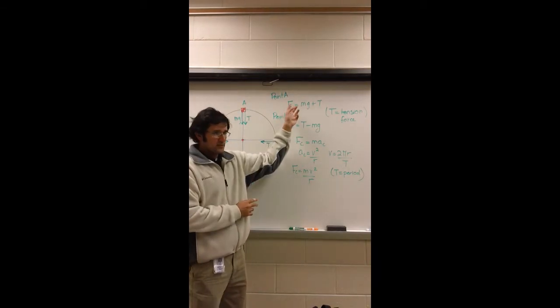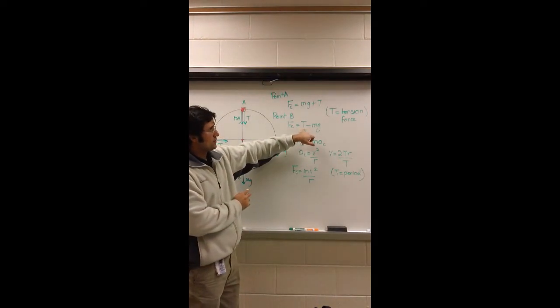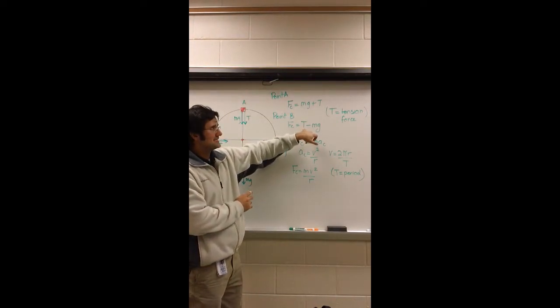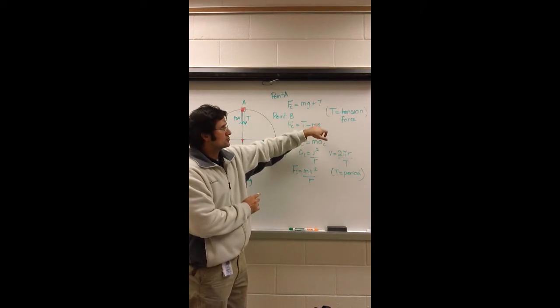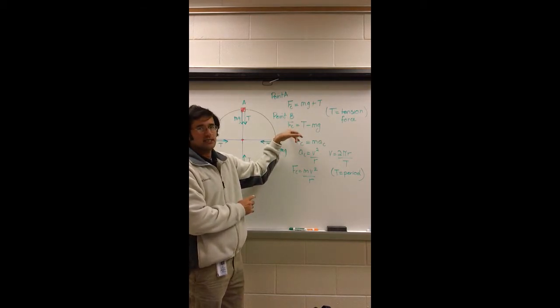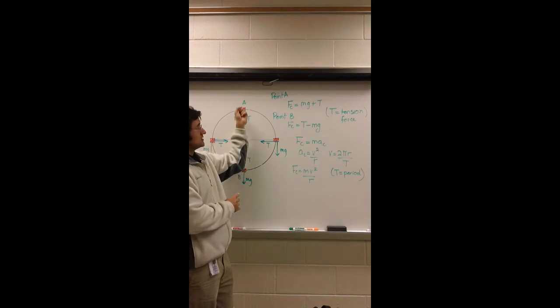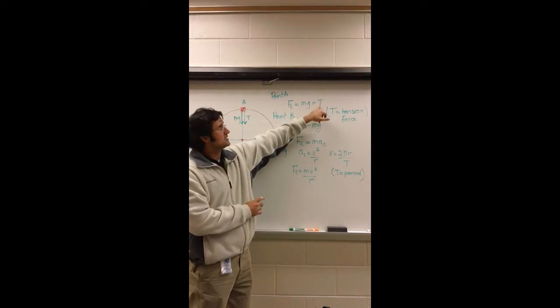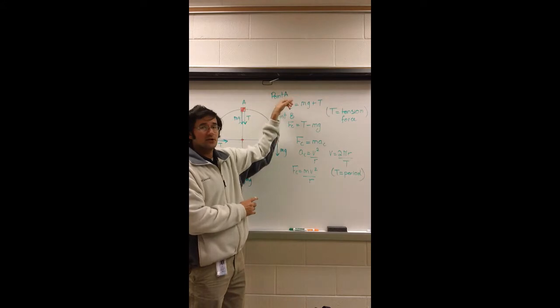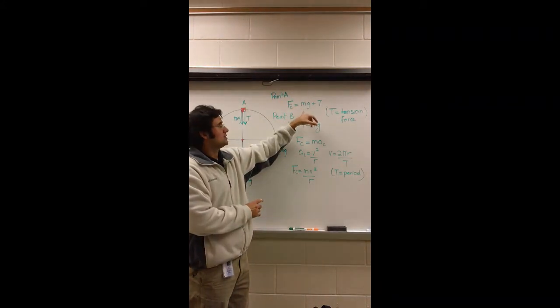Well, this is useful because many times they ask you to find the tension force, and you notice to find the tension force at point B, if you were to solve for T, the tension force, you'd have to take the force of gravity over to the other side, and it would become T equals centripetal force plus mg. So the tension force is actually larger at this point than at this point, because at point A, if you solve for the tension force and you take the force of gravity over to the left side of the equation, it would become centripetal force minus mg equals T.